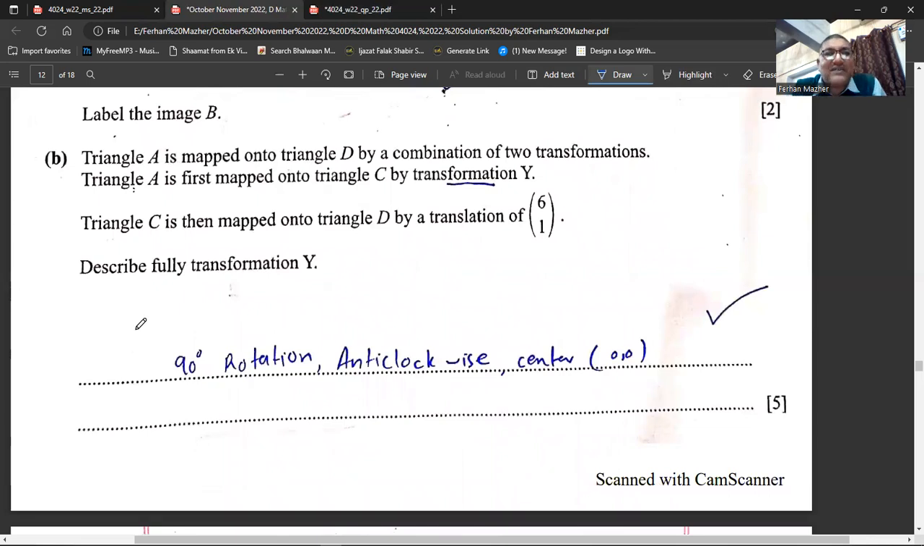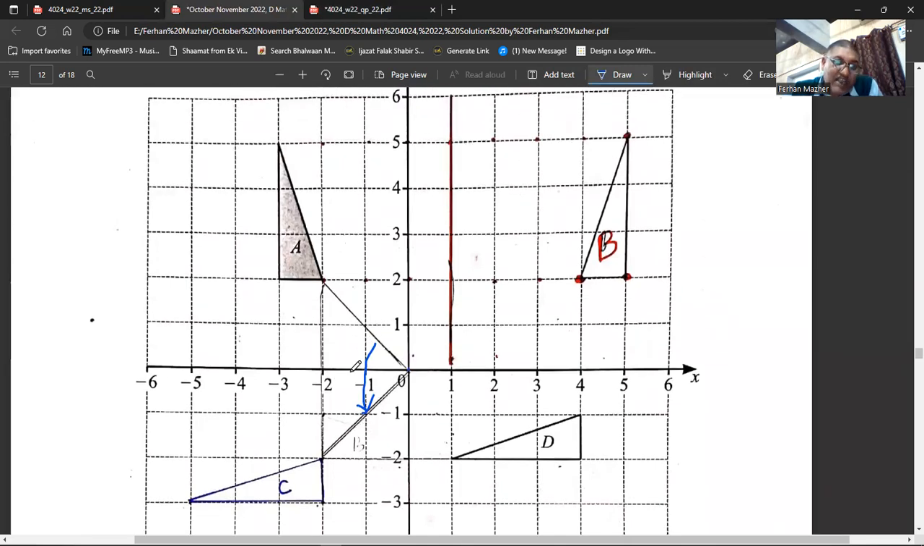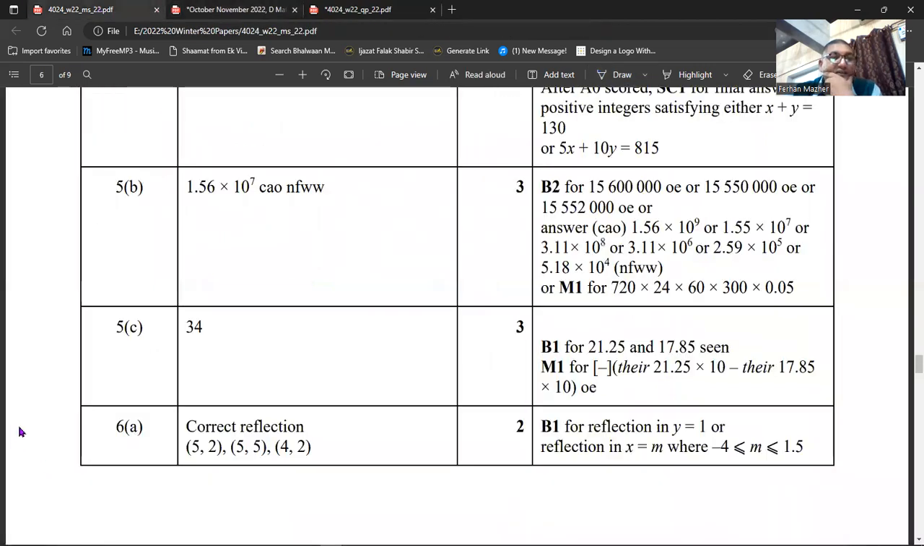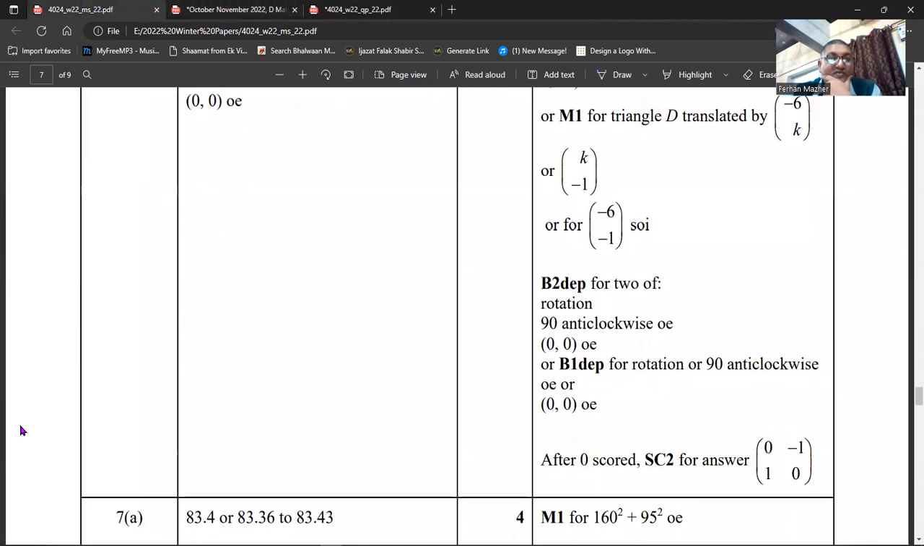So we can say 90 degree rotation anti-clockwise. I said clockwise somewhere. Yeah, it is anti-clockwise. Sorry, I said clockwise sometimes. So this has actually rotated anti-clockwise. Okay. So 90 degrees anti-clockwise and the center of rotation is 0, 0. Very tricky thing.